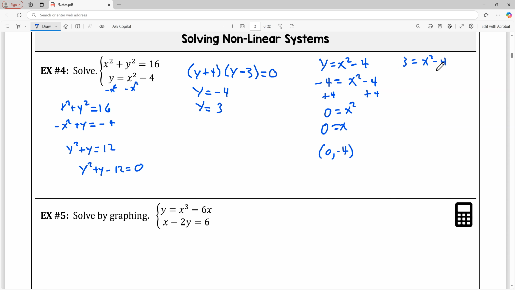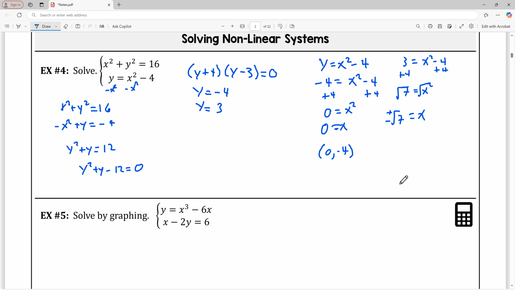Add 4 to the other side. We get 3 plus 4 is 7 equals x squared. And if I want x by itself, I need to take a square root of both sides. And I end up with x is equal to, and this is where I gotta be a little careful, plus or minus the square root of 7.